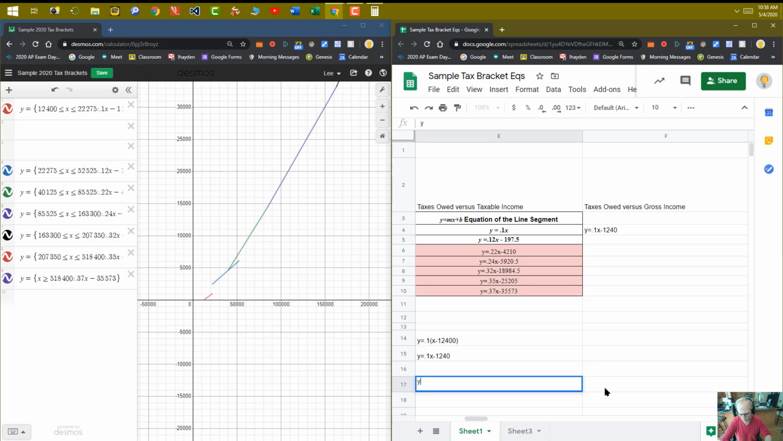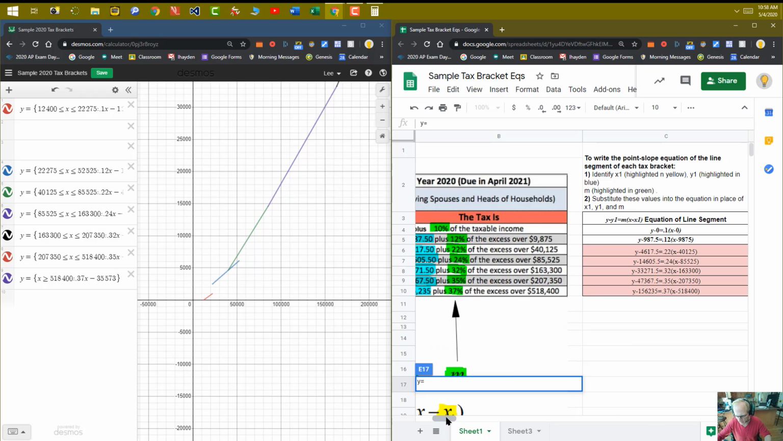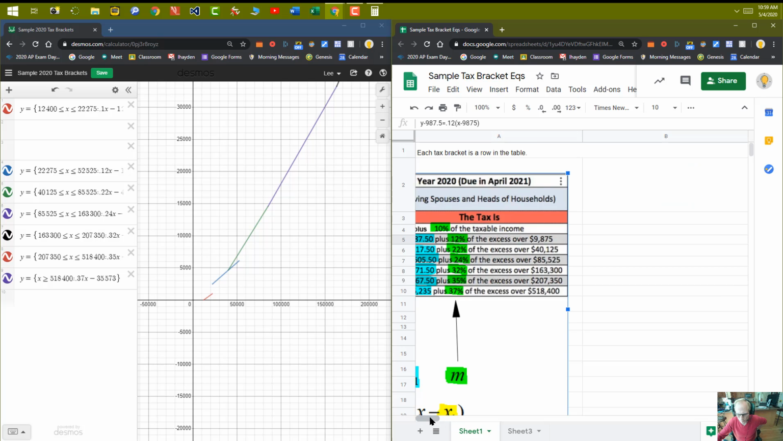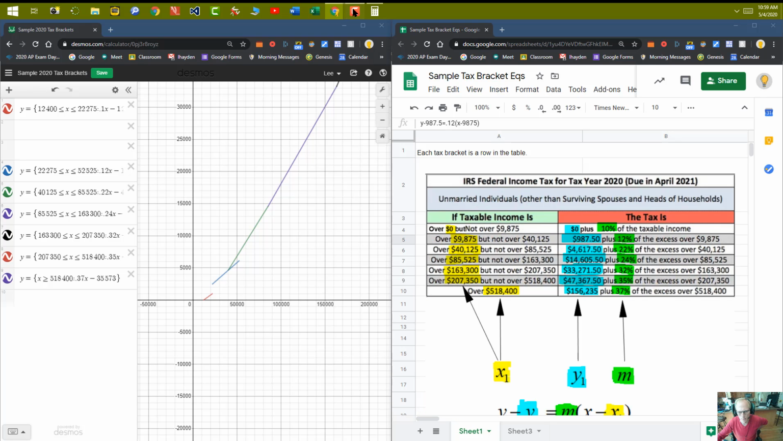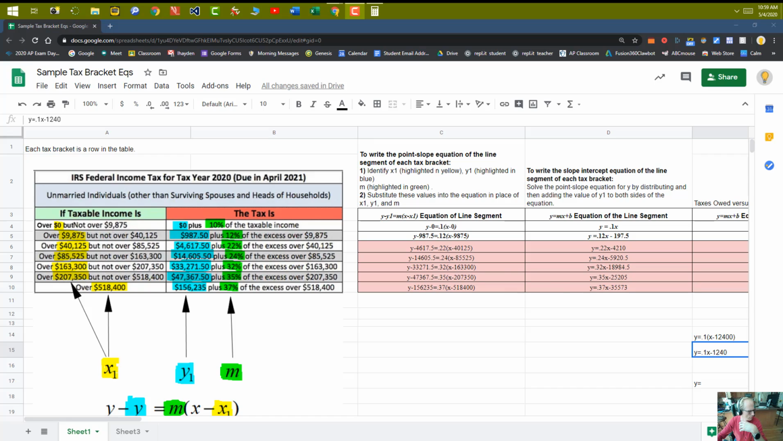So if I shift it to the right by 12,400, my equation is going to be y equals, oh, actually, I'm sorry. I was looking at the third equation. I think it's the second equation that I'm looking at. You know what? 9875. Let me pause this video for a second too. All right, I'm back. So now I'm doing the second equation.